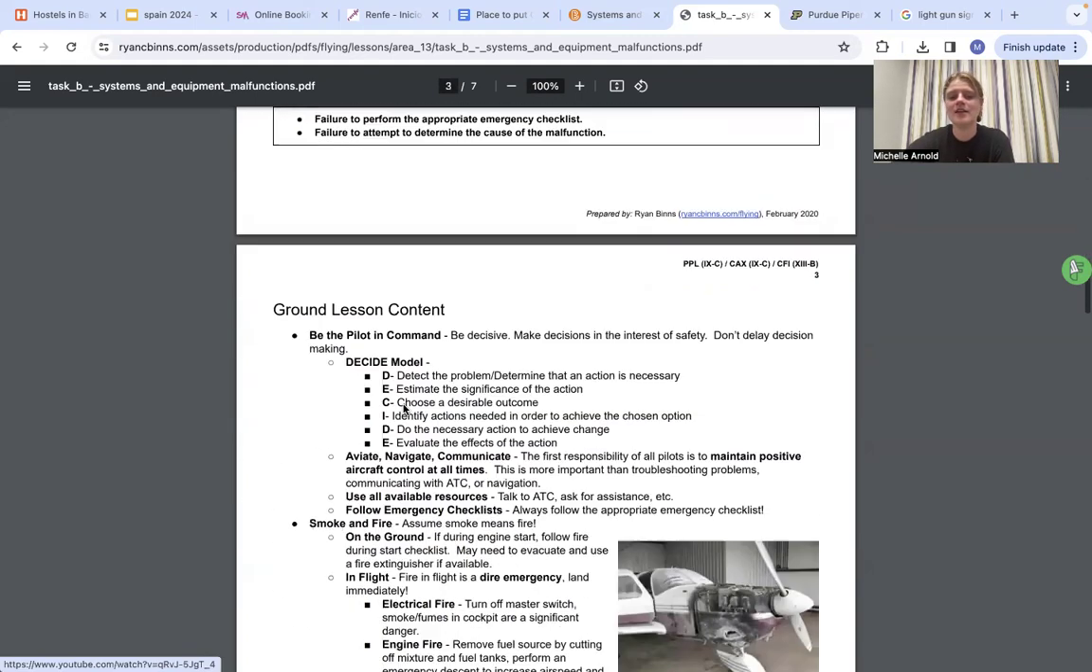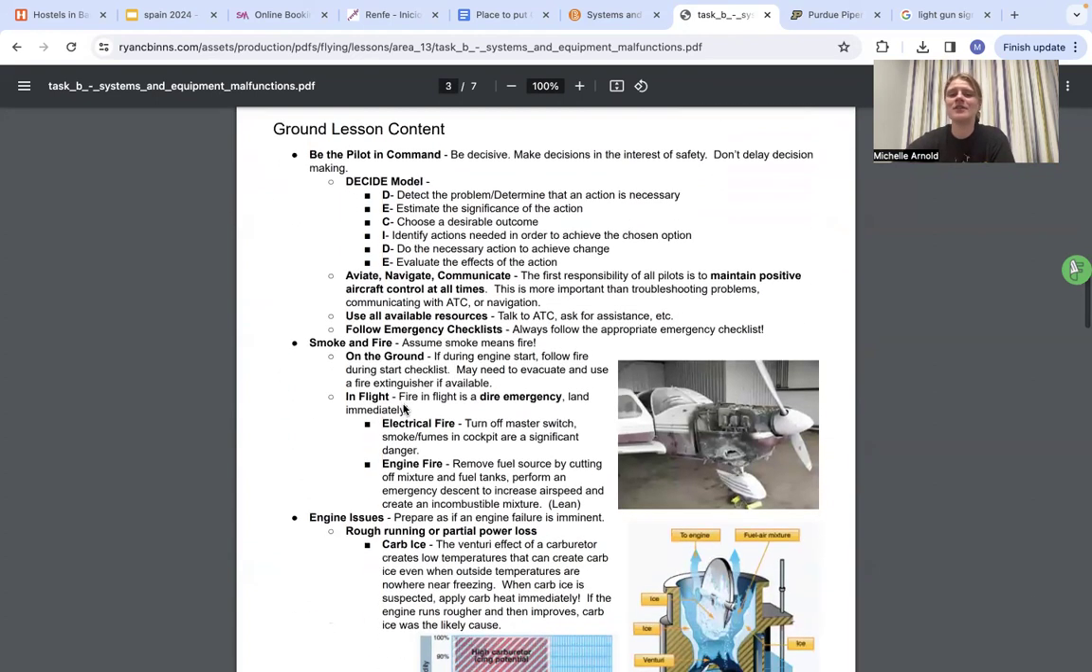Okay, so it's important to remember that you are the pilot in command. You need to be decisive, you need to make quick decisions, and you need to be prepared to make those decisions. So you can use the DECIDE model. First thing you want to do is detect the problem and determine what actions are necessary. So if you see smoke, you immediately think, oh, there's a fire. If you see smoke, always think fire.